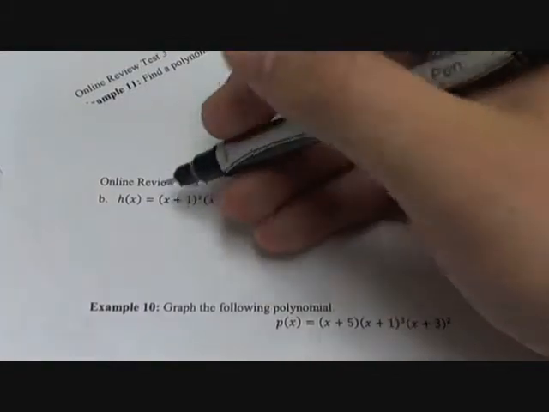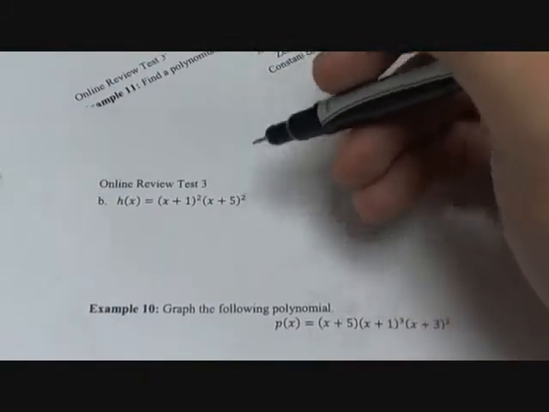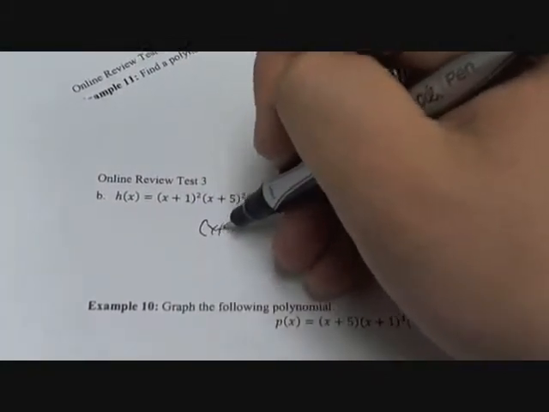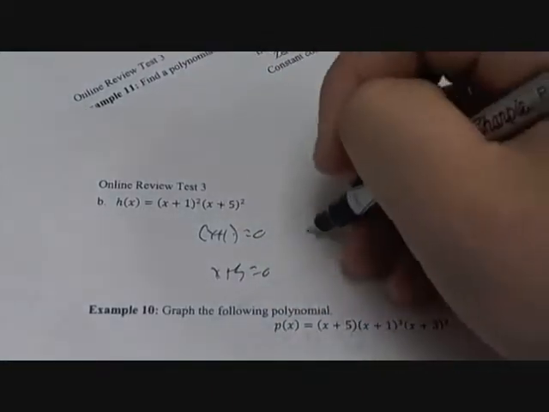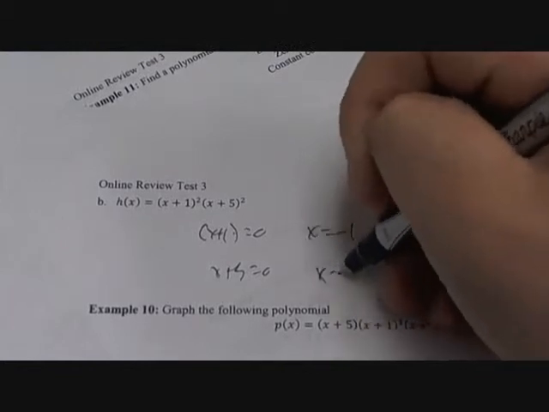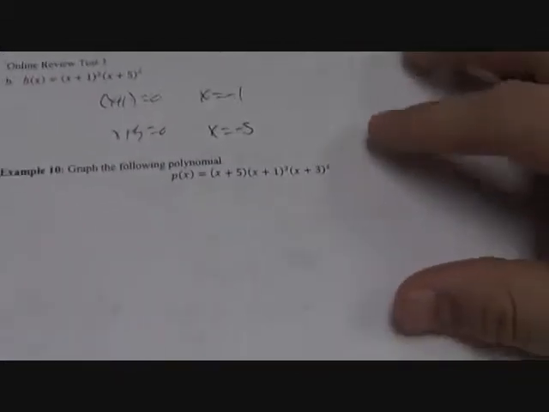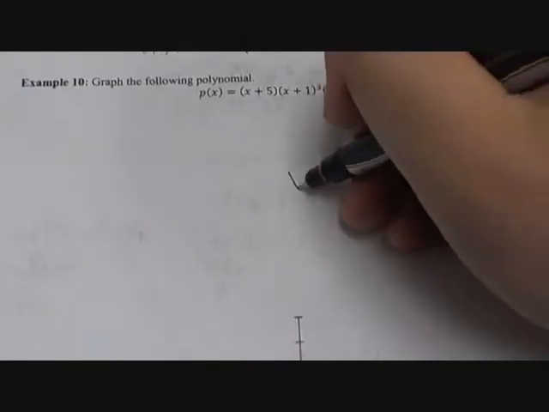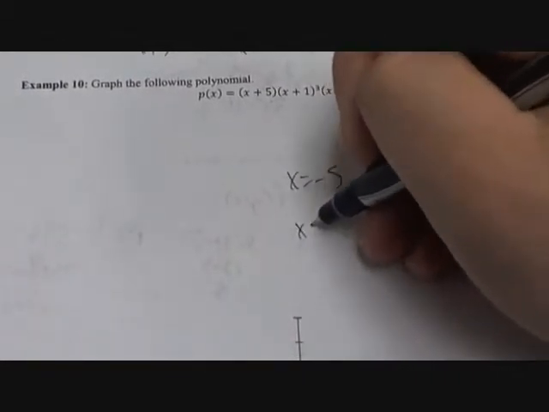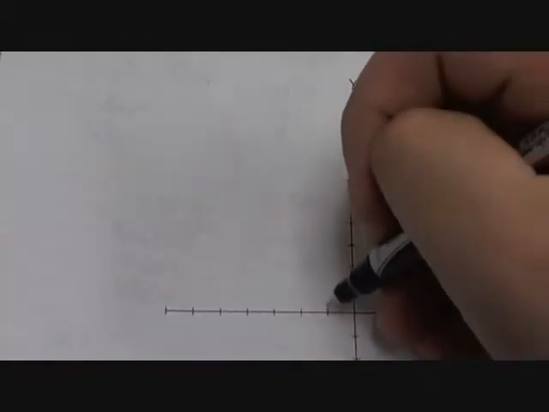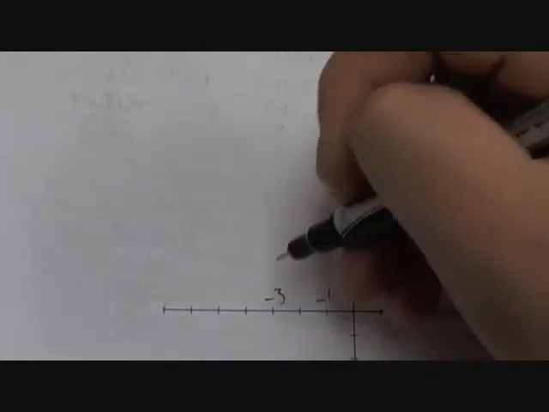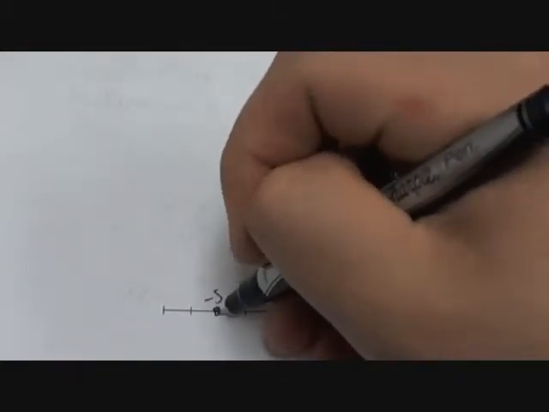Find the zeros. It's x plus 1 squared, x plus 5 squared. So x plus 1 is equal to 0, and x plus 5 is equal to 0. So x is equal to negative 1, x is equal to negative 5. Alright, to graph this one, our zeros are at x is equal to negative 5, x is equal to negative 1, and x is equal to negative 3. Alright, so we need negative 5, negative 1, negative 3, negative 5.